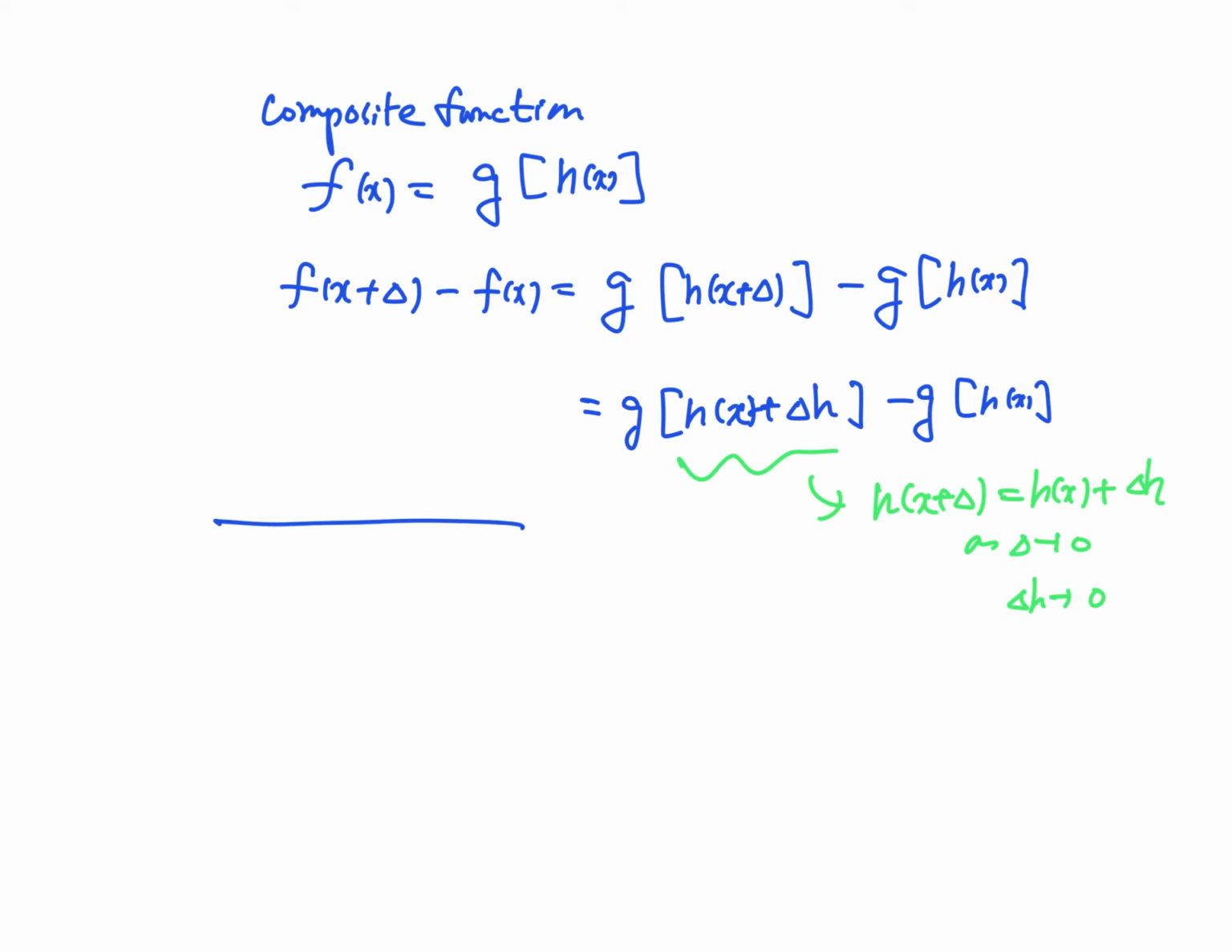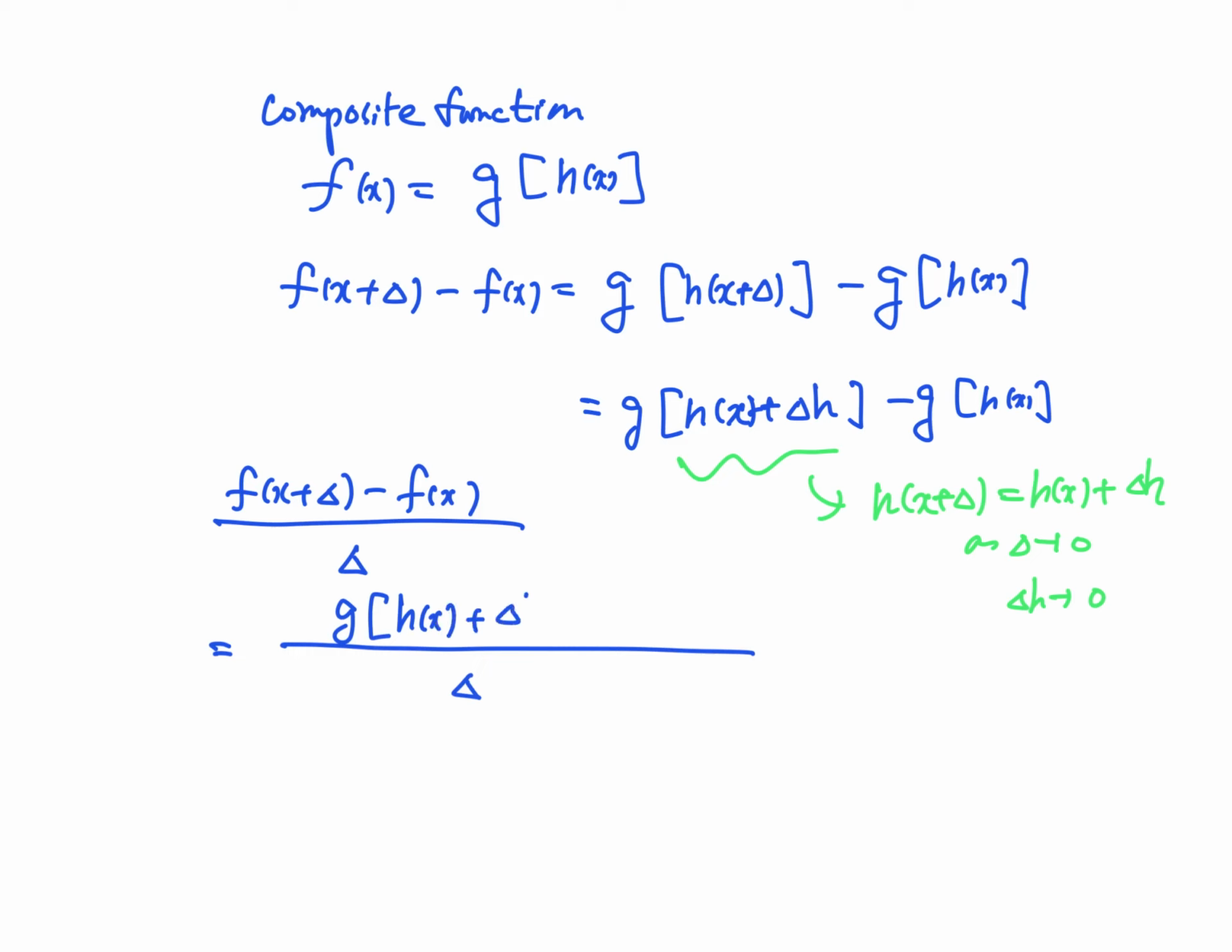Then delta divided by f(x + delta) minus f(x) is delta over g(h(x) + delta h) minus g(h(x)). At this point, we can do nothing. We do nothing. That is, you divide by delta h.